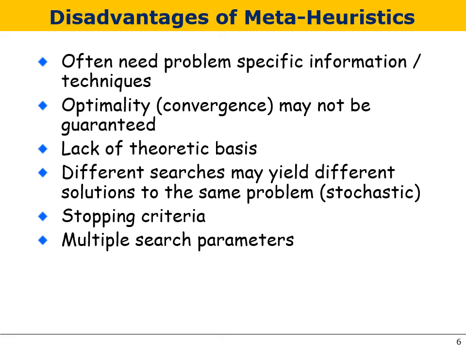Often these metaheuristic algorithms need problem-specific information or techniques. As I said, for the branch and bound algorithm, when you formulate a problem, you can solve it with a commercial solver. You don't need to know the branch and bound algorithm. As long as you know how to formulate it, you can solve it. The solution is pretty straightforward.